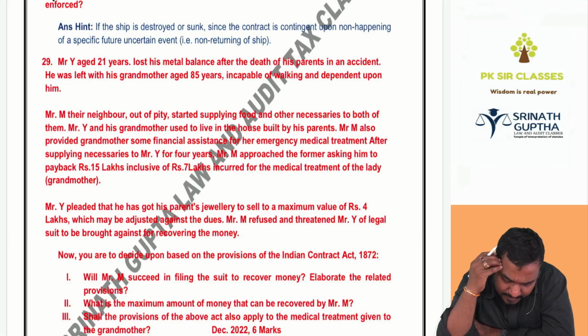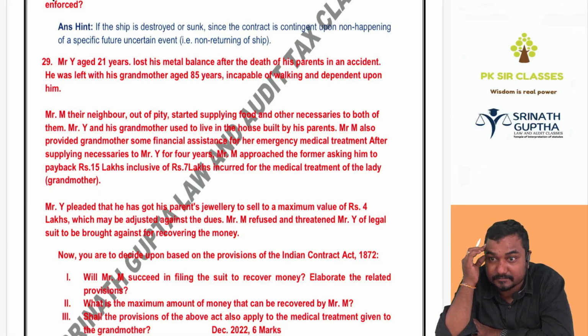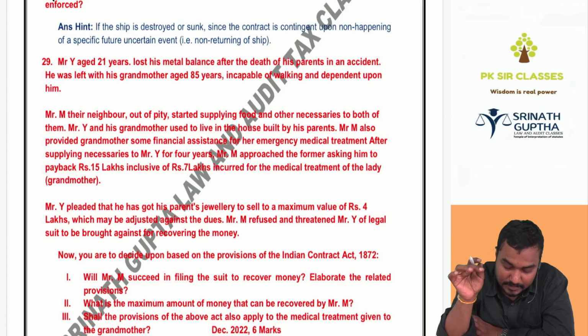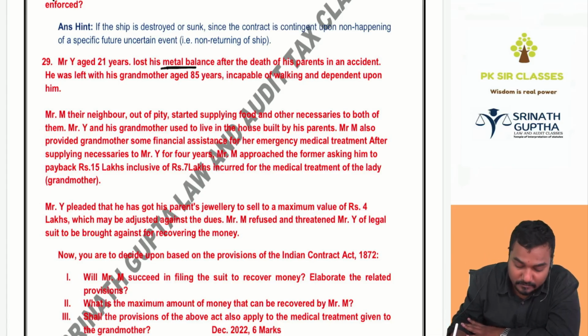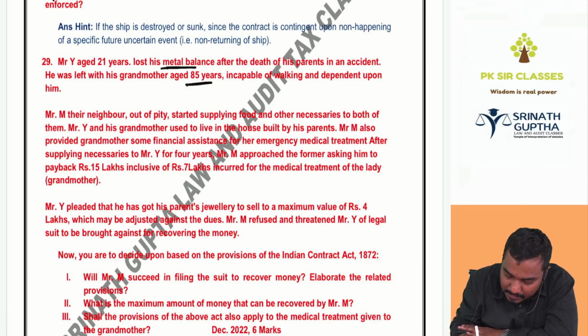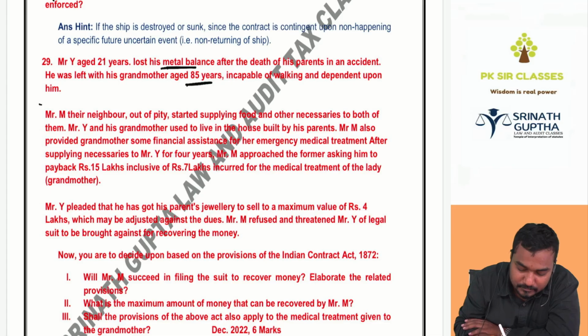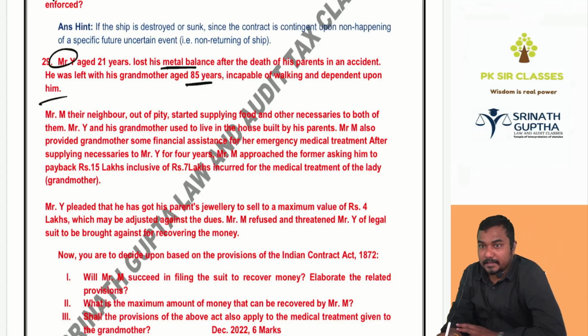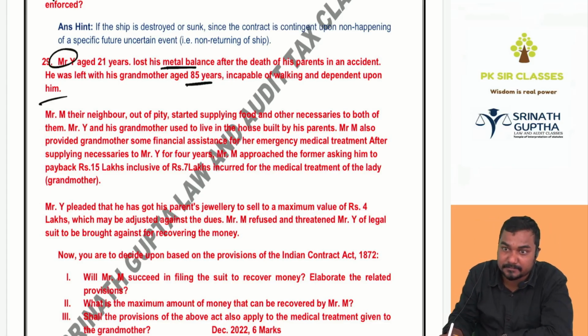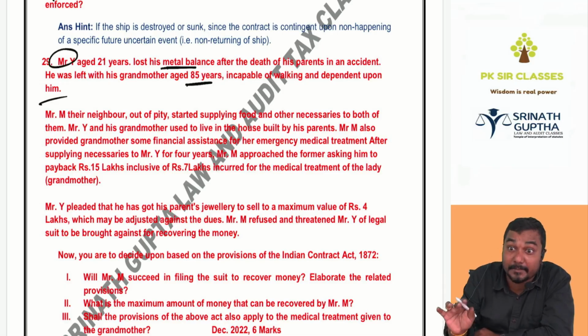Mr. Y, aged 21, lost his mental balance after the death of his parents in an accident. The mind is that of a lunatic, beta. He has left his grandmother, aged about 85, incapable of walking, dependent upon him. So Y is a lunatic because he lost his mental balance and he has a dependent grandmother. Same example I gave, instead of grandmother I said mother.